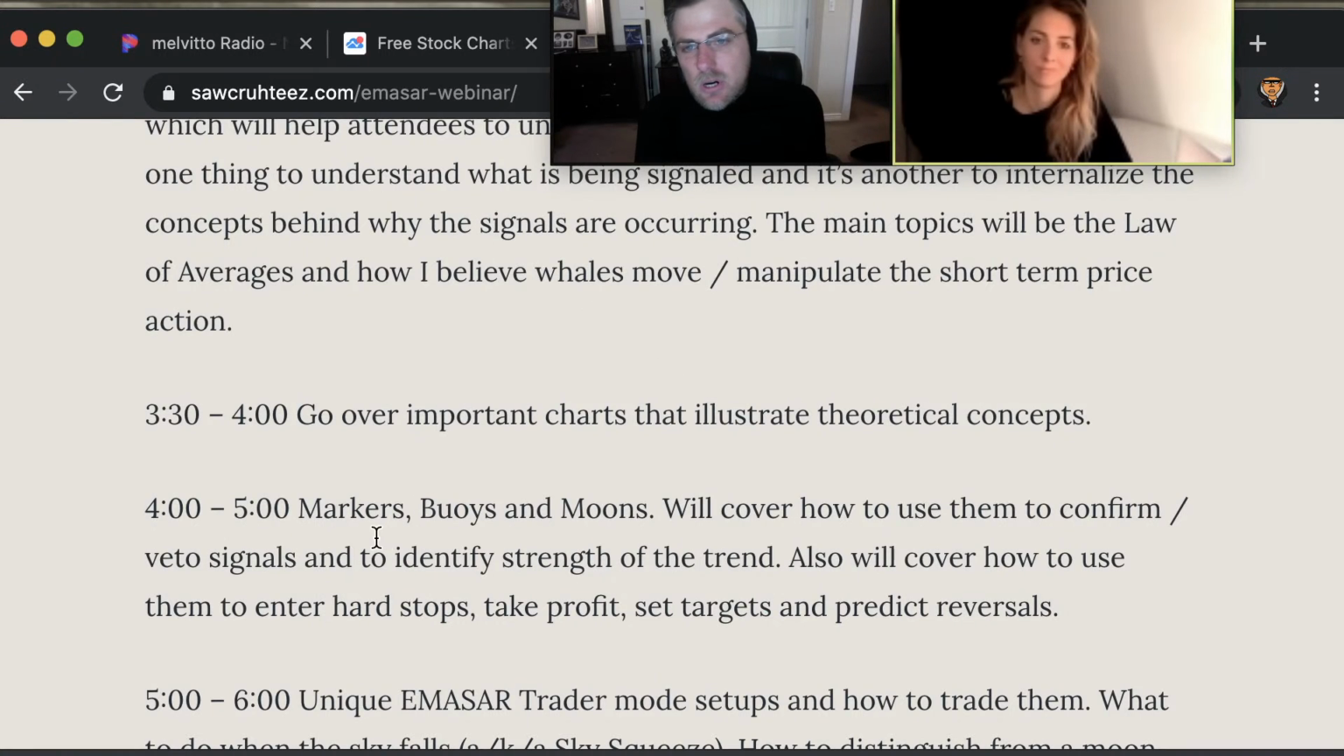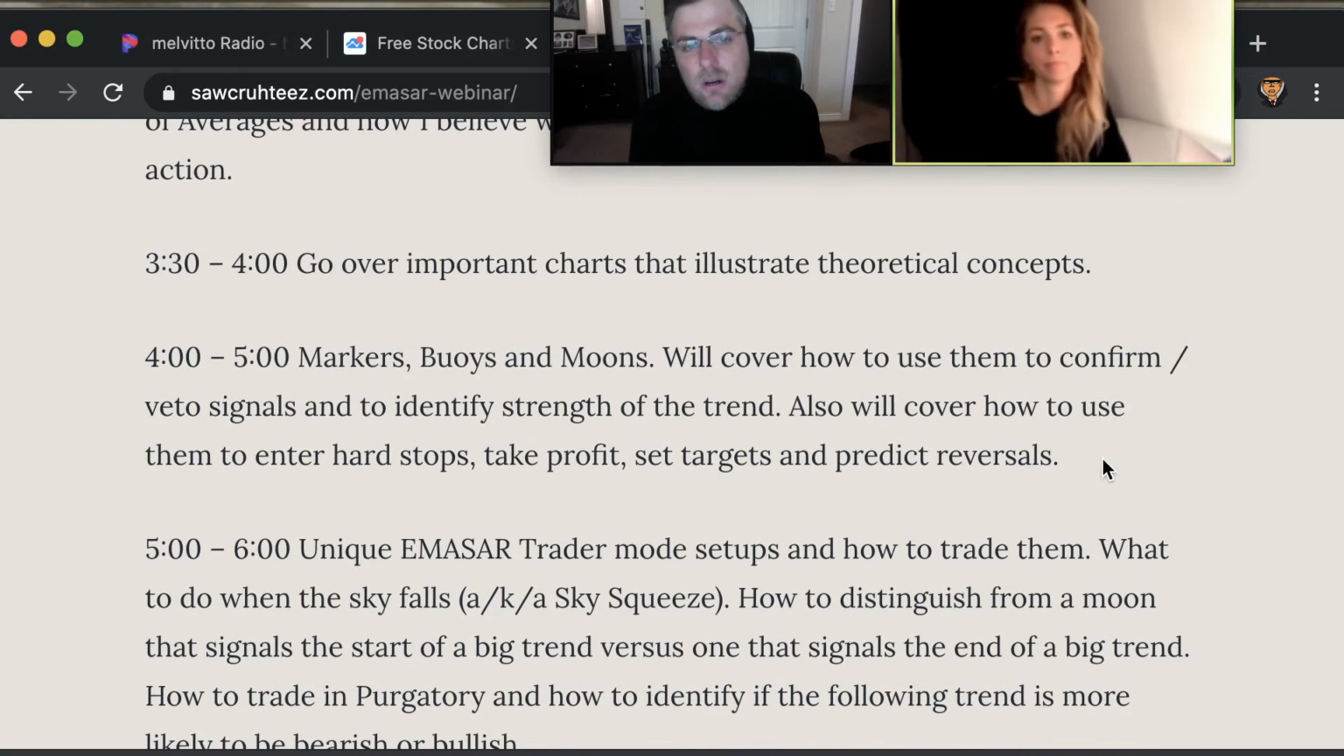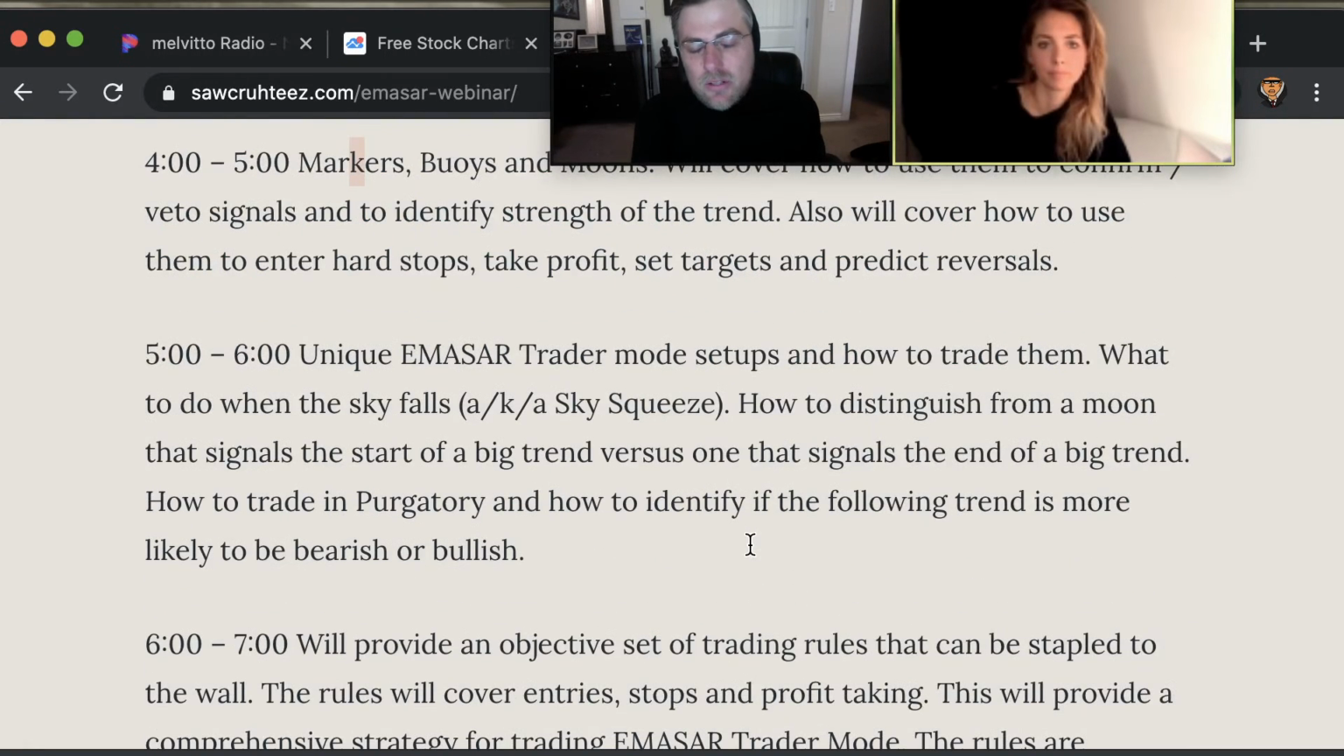Going over some important charts, going over markers, buoys, and moons, how to use them to confirm and veto signals, to identify strength of trend, how to use them to enter hard stops, take profits, set targets, and predict reversals. It's an all-in-one indicator that we will be diving in deep to the most important parts during the webinar. There's a lot of free stuff out there available for those who are more interested in just putting it to work themselves, and that is definitely encouraged.